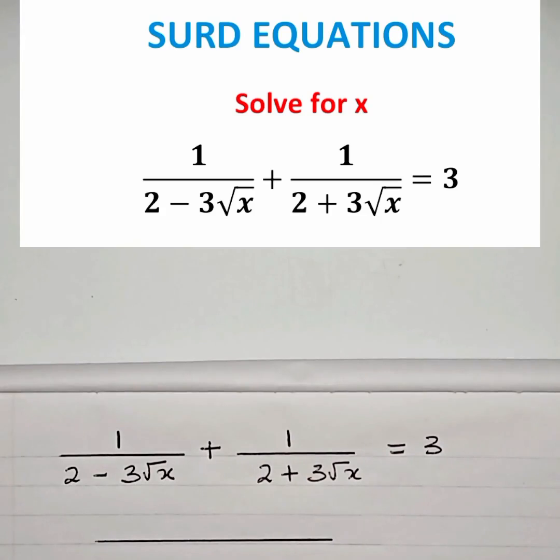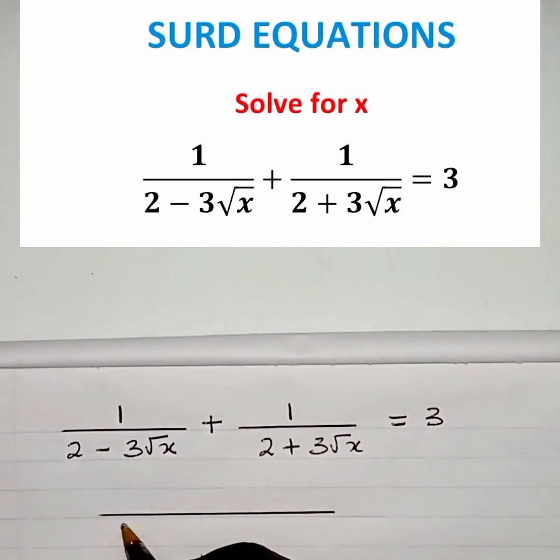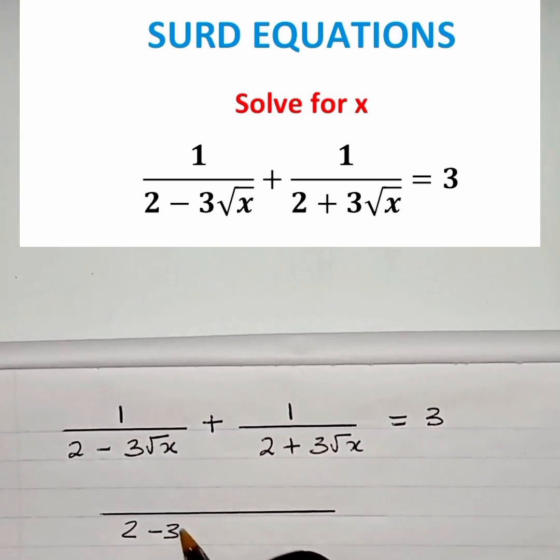In this math tutorial, we are solving a surd equation. Now, on this equation, I want you to realize that the lowest common denominator is given by 2 minus 3 root x and 2 plus 3 root x.